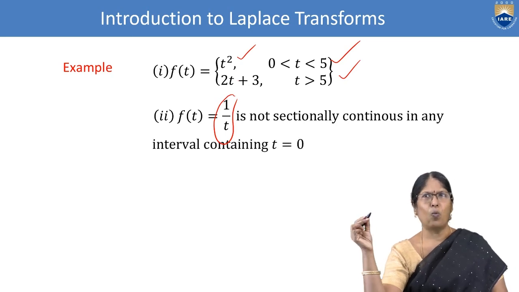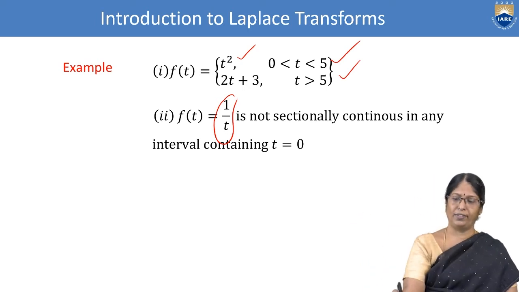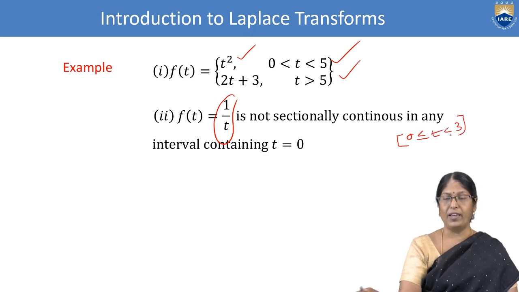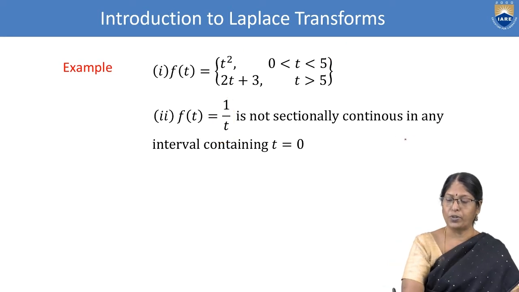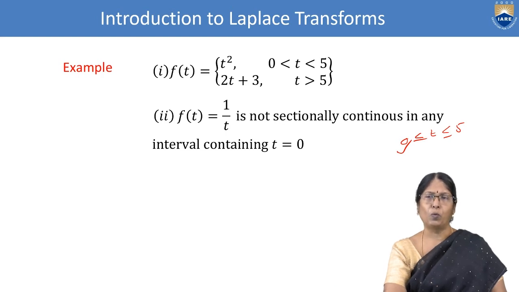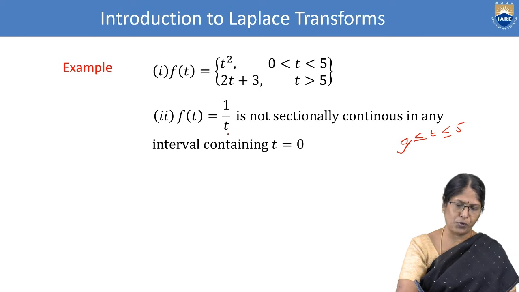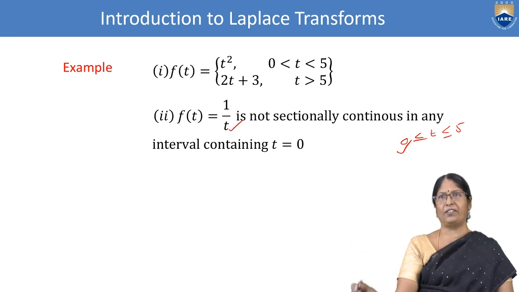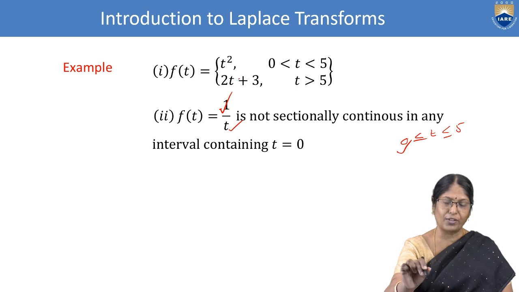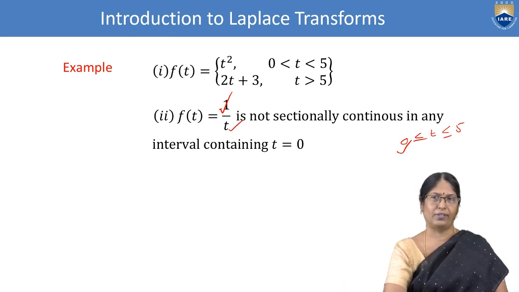The reason is that whatever interval is given in the question, if it contains 0, then when we substitute 0, 1 by 0 gives infinity. That is the reason that at the particular point t equal to 0, this function is not continuous. I hope these two examples give a clear picture about piecewise continuous.